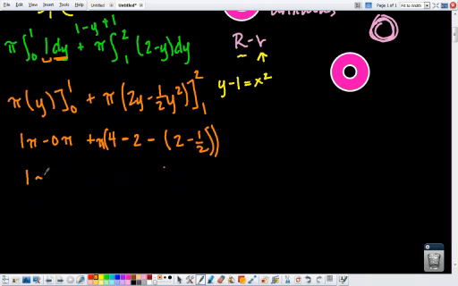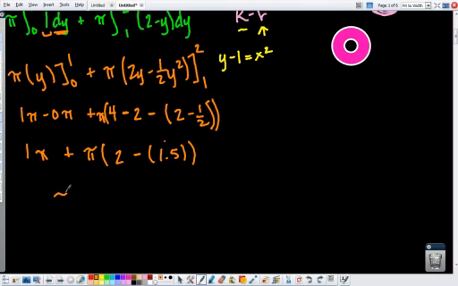So I end up with 1 pi plus pi times, what do we end up with? 4 minus 2 is 2, minus, we have 2 minus half is 1.5. So we end up with pi plus 0.5 pi. So our volume is 1.5 pi. This is the volume of our solid.